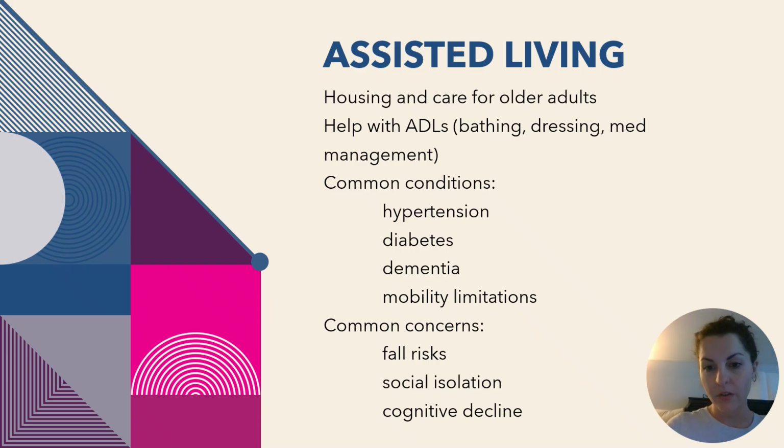So, assisted living. Common health conditions that would put them in assisted living would be hypertension, diabetes, a lot of times dementia, and mobility limitations. This population is also at higher risk for falls, social isolation, and cognitive decline, especially.